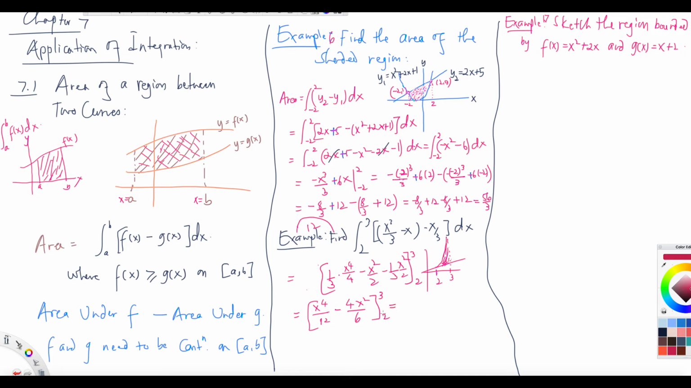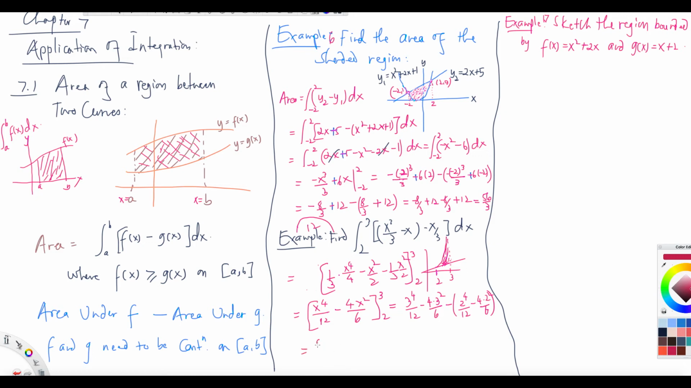Okay, now let's plug in 3 first. 3 to the 4 over 12 minus 4 times 3 squared over 6. You see that? And then minus, now let's plug in 2 inside the parenthesis, because you will be subtracting. When you plug in 2, you will be subtracting the whole thing. You will plug in 2 and subtract from that one. So that will be 2 to the 4 over 12, and then minus 4 times 2 squared over 6. Just use calculator, or you can do it manually as well.